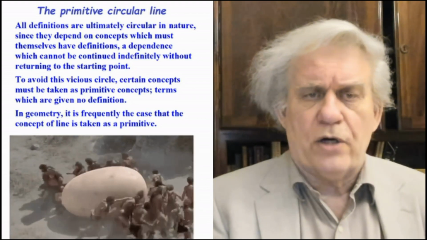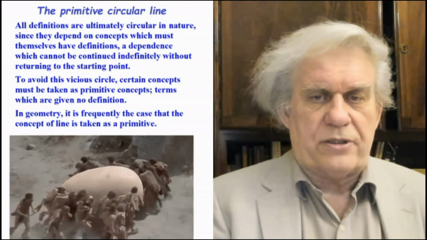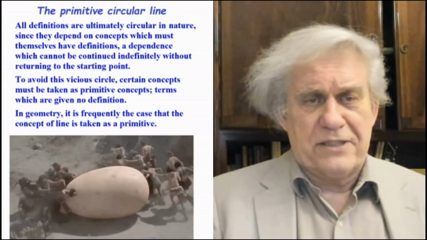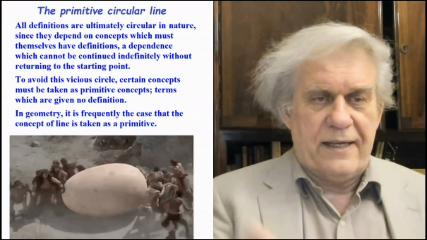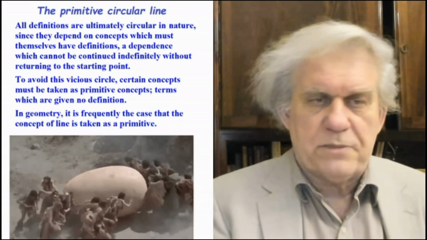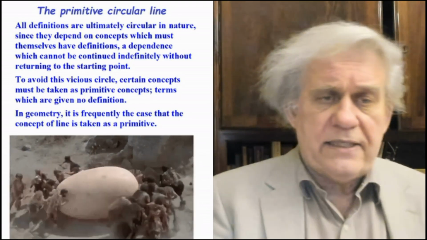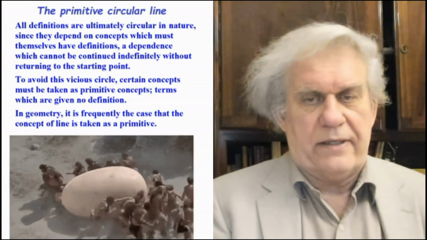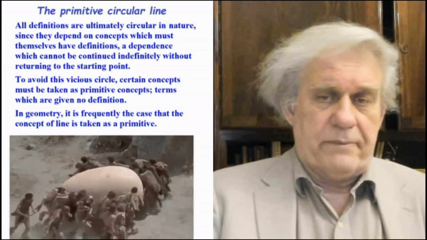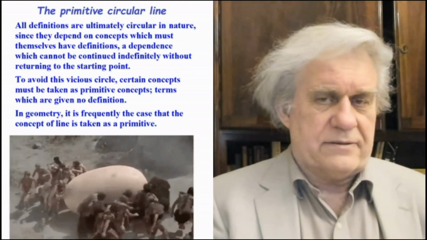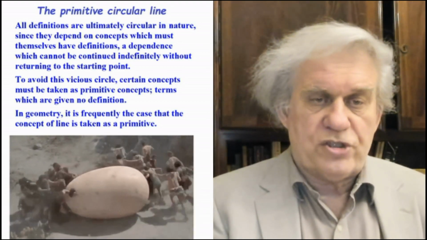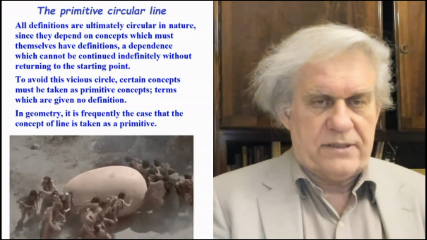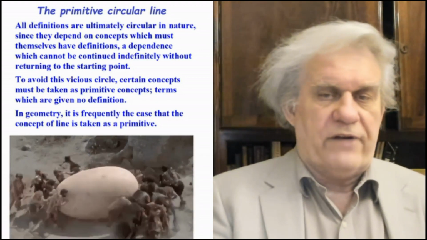All definitions are ultimately circular in nature. So they start already with a warning. Don't expect the definition of the word line, because all definitions are circular, since they depend on concepts which must themselves have definitions, a dependence which cannot be continued indefinitely without returning to the starting point. Yeah, it looks like these primitives are going around in circles. To avoid this vicious circle, certain concepts must be taken as primitive concepts, terms which are given no definition.